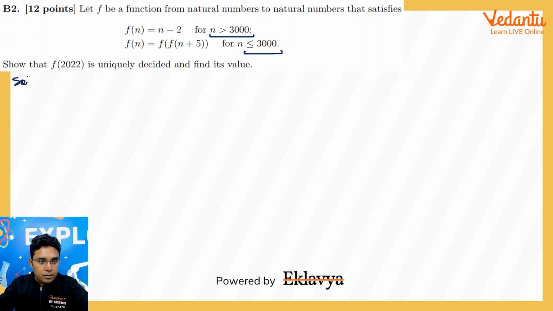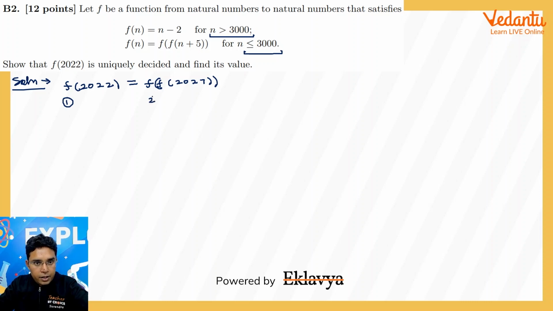So I'll first tell you how f(2022) is calculated, and this same method can be used to find f at any value of n, although that is not required here. So here please see what I am going to do. For f(2022), using the second one, because n here is less than 3000, I can write this as f(2027). So here f was just once. Now f of f, here f is repeating 2 times.